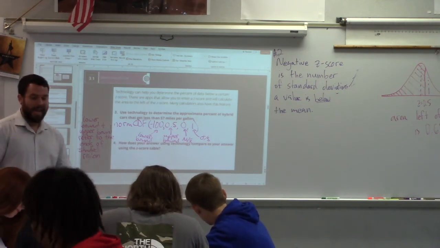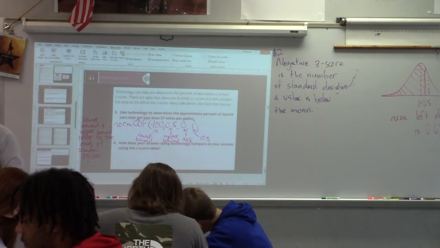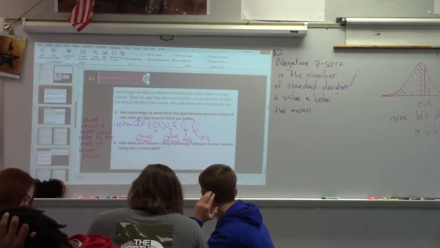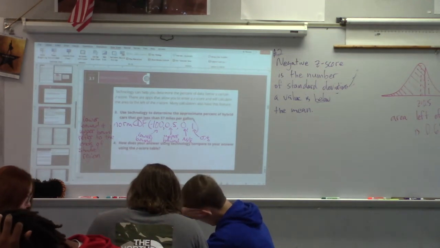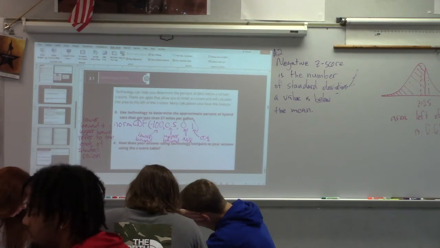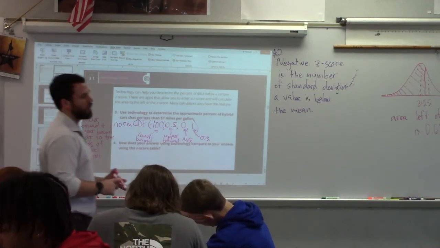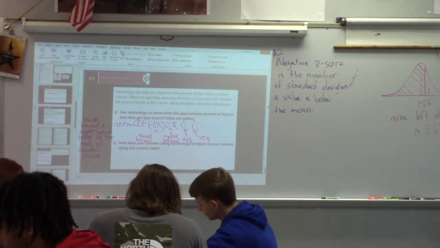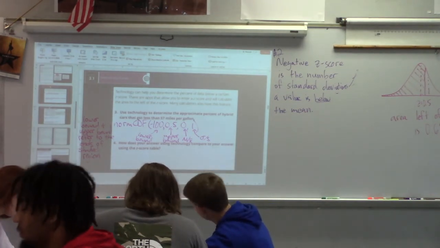If you need to add any extra notes that you think you might need from the calculator, take this time to do that. Work within your small groups to also complete number 4 about how does your answer using technology compare to your answer using the z-score table. So let's continue writing. Let's start talking about number 4, and we will continue forward in just a minute.